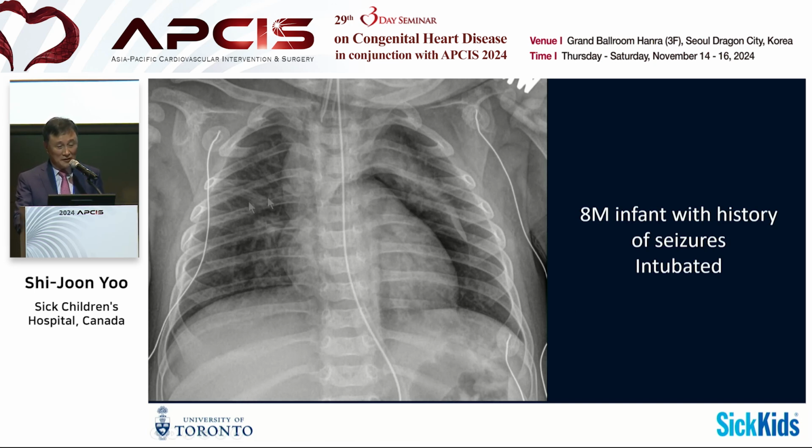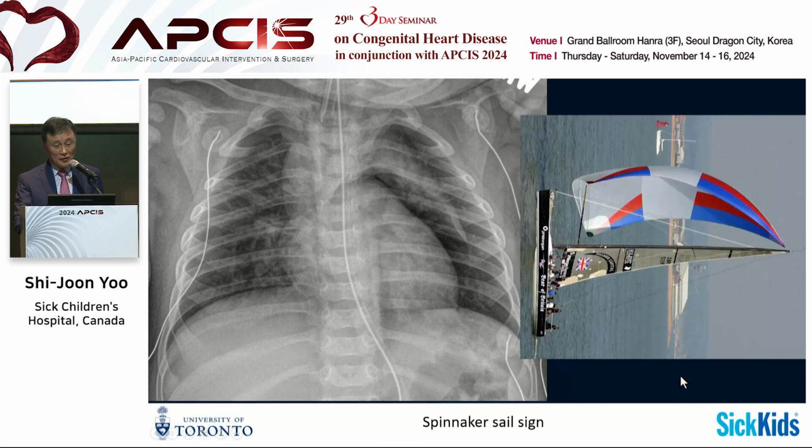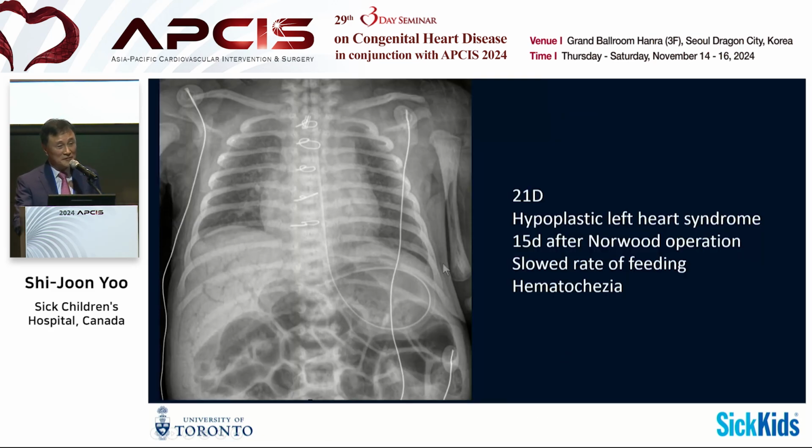8 months infant with a history of seizures, intubated. What do you see? So there is some triangular shadow here, some lucency here. So that is a typical finding of so-called spinnaker sail sign. So what is triangular here is this thymus elevated because of the pneumomediastinum. Okay?